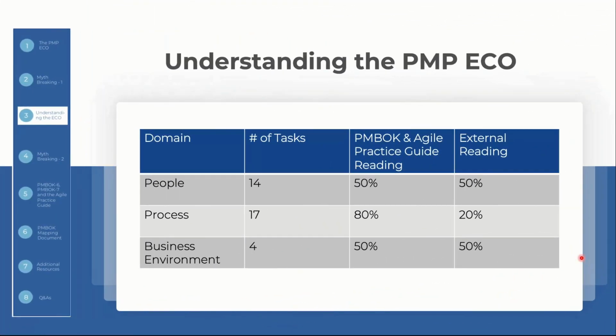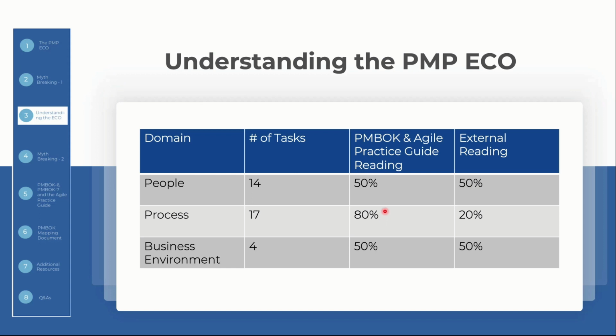Now, we talked about the 3 domains: people, process, and business environment. In terms of the number of tasks, people has 14 tasks, process has 17 tasks, and business environment has 4 tasks. If you see for people, out of these 14 tasks, 50% of it is covered in the PMBOK and the Agile Practice Guide. But for the rest of the 50%, you need to do a lot of external reading as well.